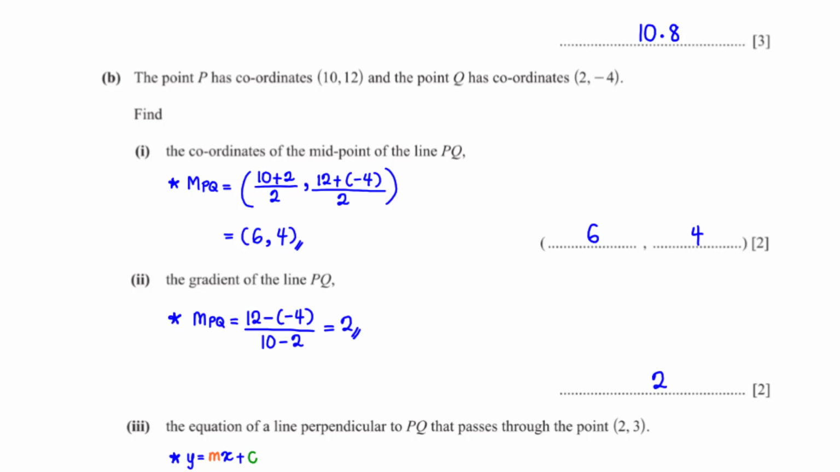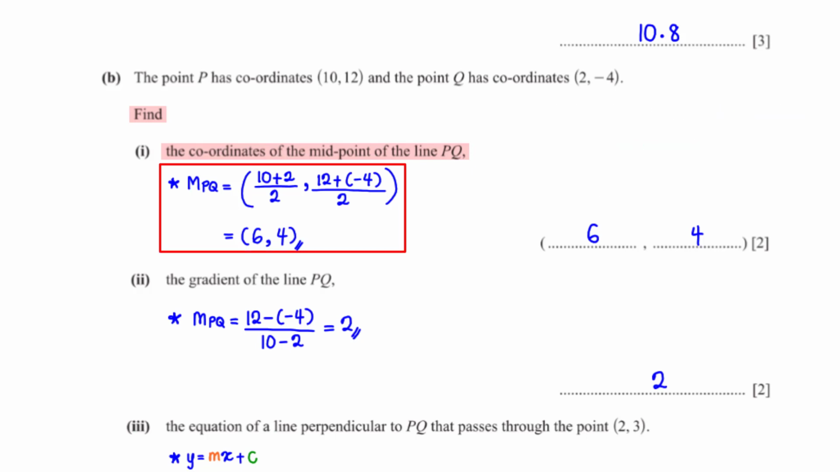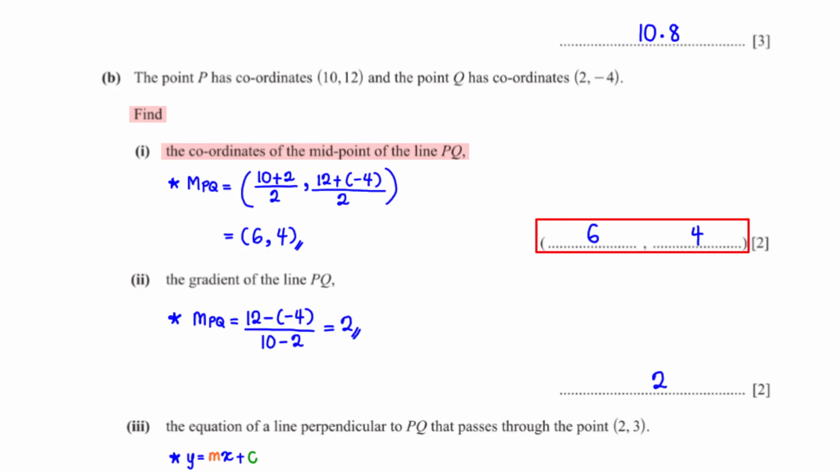The point P has coordinates 10, 12, and the point Q has coordinates 2, negative 4. Find the coordinates of the midpoint of the line PQ. To get the midpoint of PQ, we apply the midpoint formula, and this is what we get. 10 plus 2 divided by 2 is 6. 12 plus negative 4 divided by 2 is 4, so we have 6, 4.